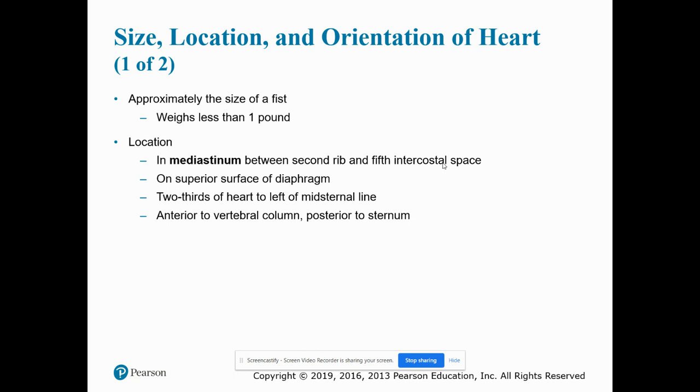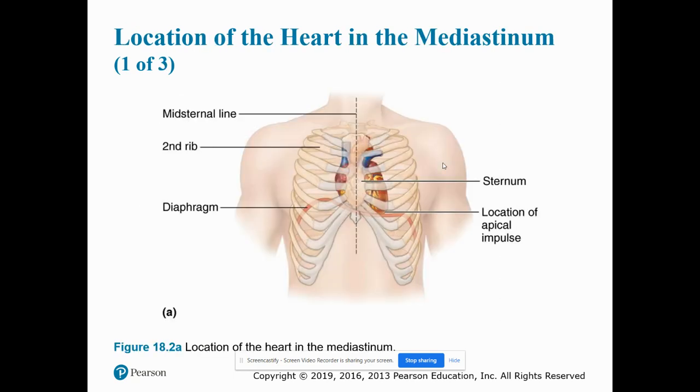It's located in the mediastinum between the second rib and fifth intercostal space, on the superior surface of the diaphragm, and then 2/3 of the heart is to the left of the mid-sternal line, and anterior to the vertebral column, posterior to the sternum. So what does all this mean? It means, here, let's just look at a picture.